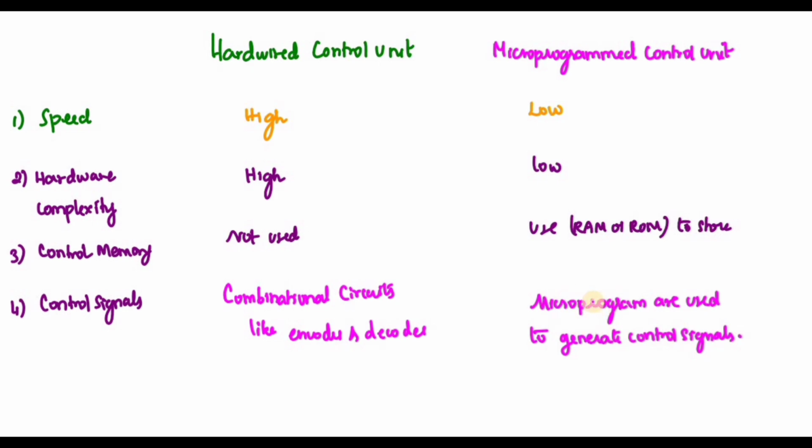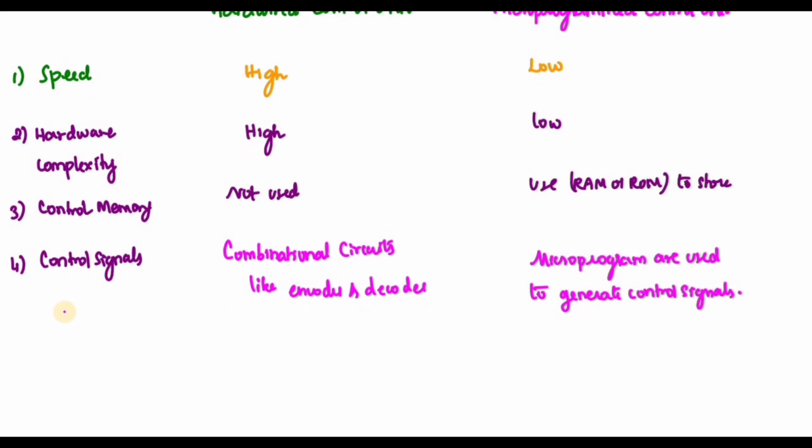Since a microprogram is used, if you see the flexibility, here it is low because we don't have memory and we can't make an immediate change. Whereas in the microprogram control unit, since it is a program, we can change the control signal easily. So the flexibility is higher.